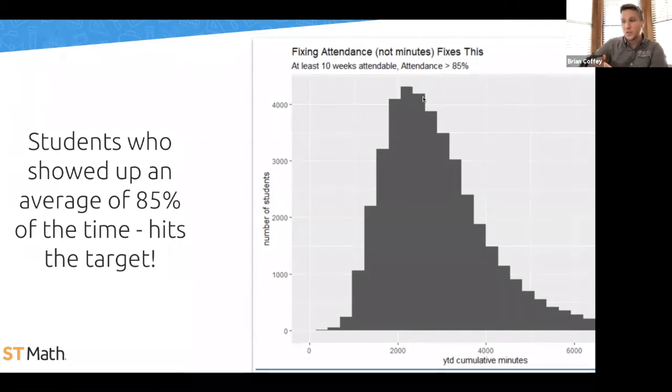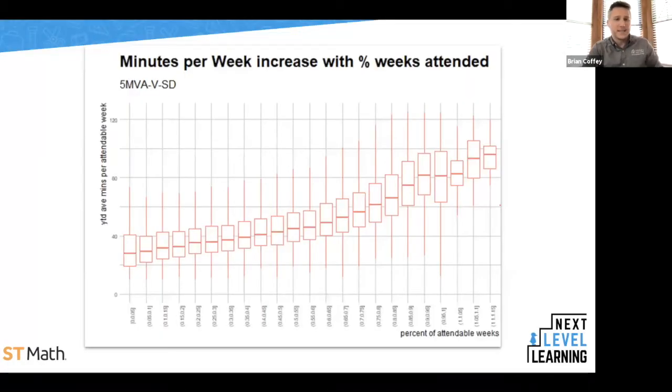So these students who showed up every week, about 85% of the time, were getting way closer to that goal of hitting that target. The peak is actually over 2,000, pretty sweet. So check this out, minutes per week. This is the point. Minutes per week increase with percentage weeks attended.